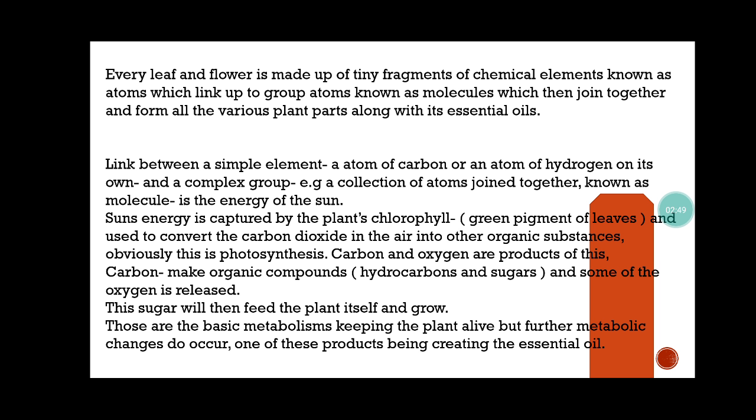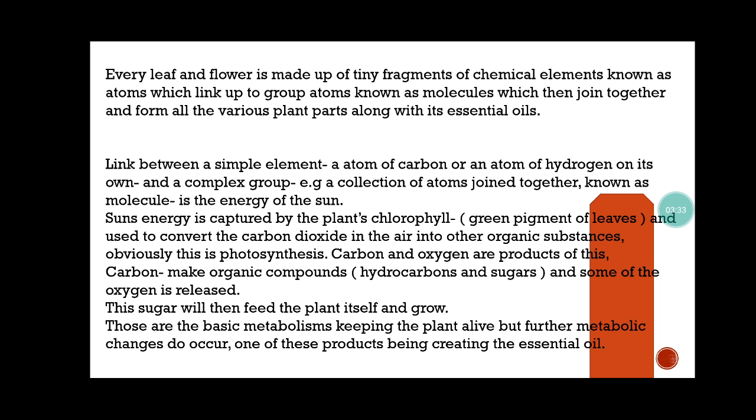The link between a simple element, so an atom of carbon or an atom of hydrogen as a single, will change to a complex group, which is a collection of atoms joined together, known as molecules. Those are fed from the sun. Obviously, it's the sun that helps them grow. So the sun's energy is captured by the plant's chlorophyll, which is the green pigment in the leaves. And it's used to create carbon dioxide in the air and other organic substances. Now, that is just photosynthesis.